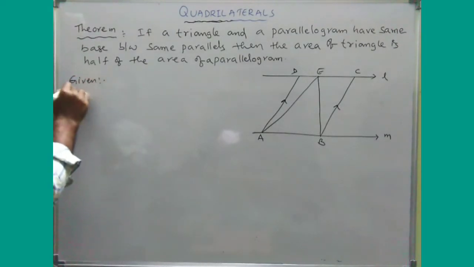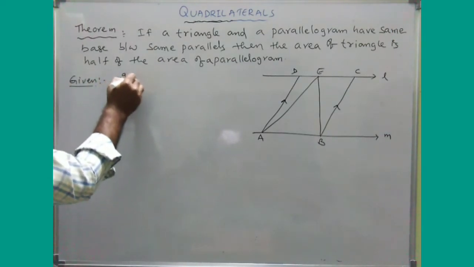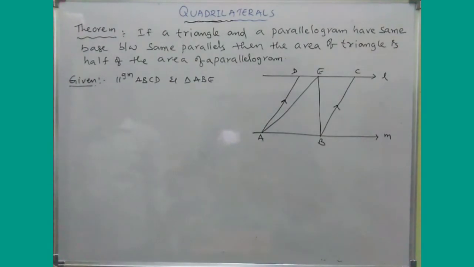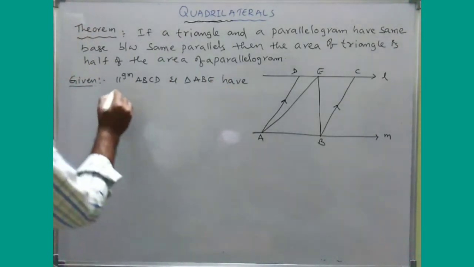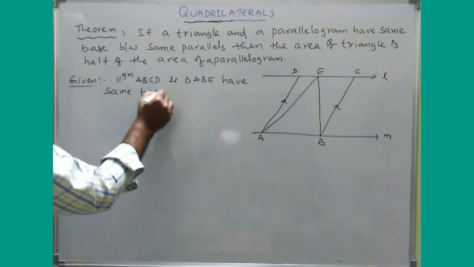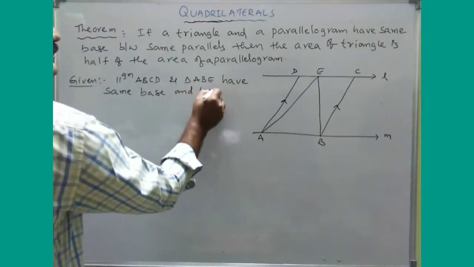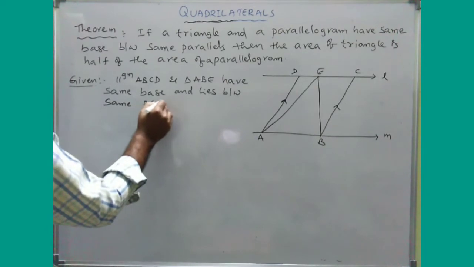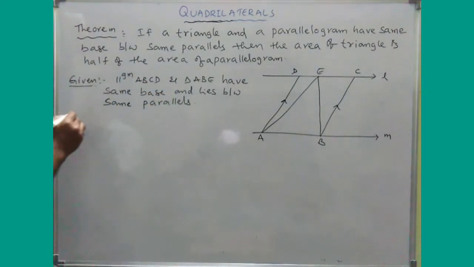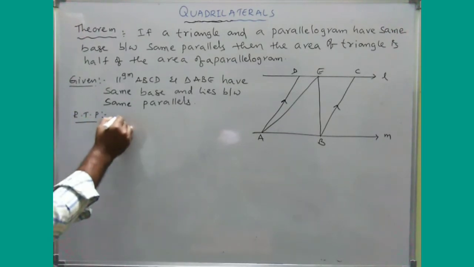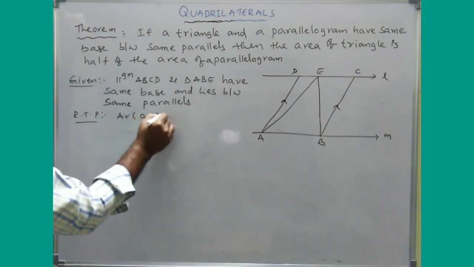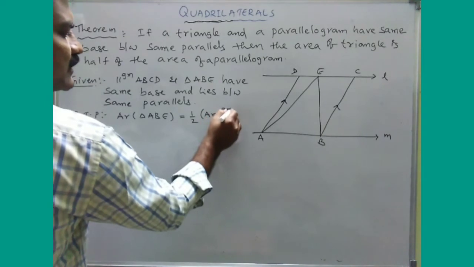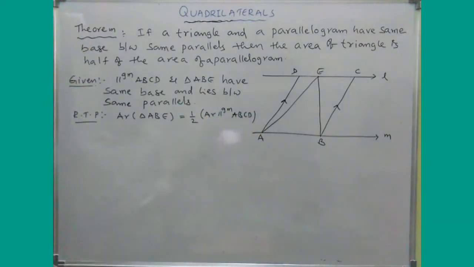So let us write what is given. Given that parallelogram ABCD and triangle ABE both have the same base and lie between the same parallels, and we need to prove that the area of triangle ABE is equal to half of the area of parallelogram ABCD.